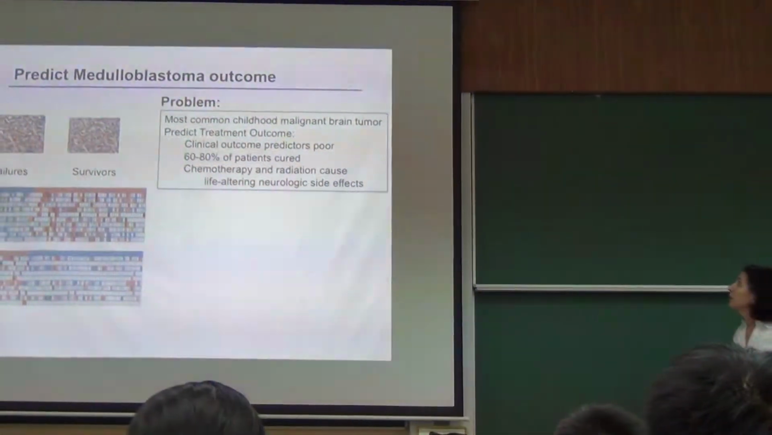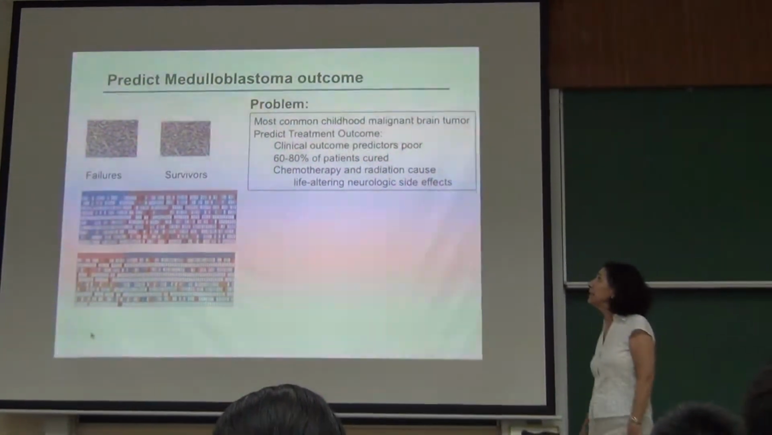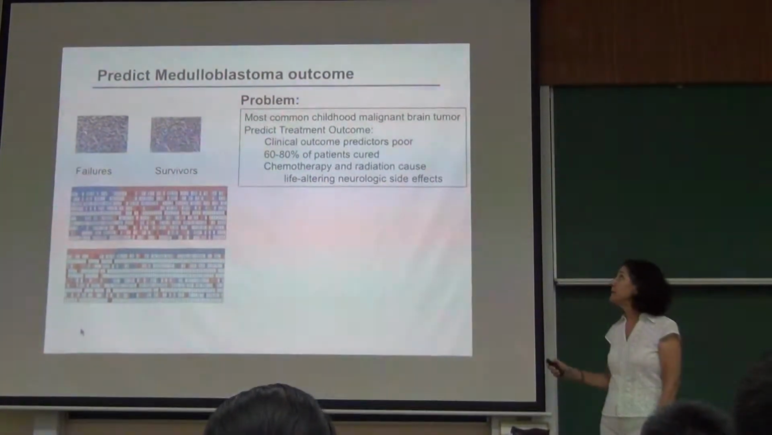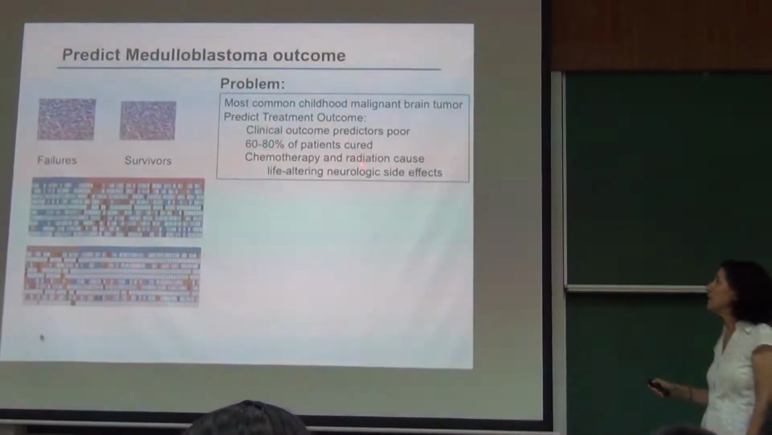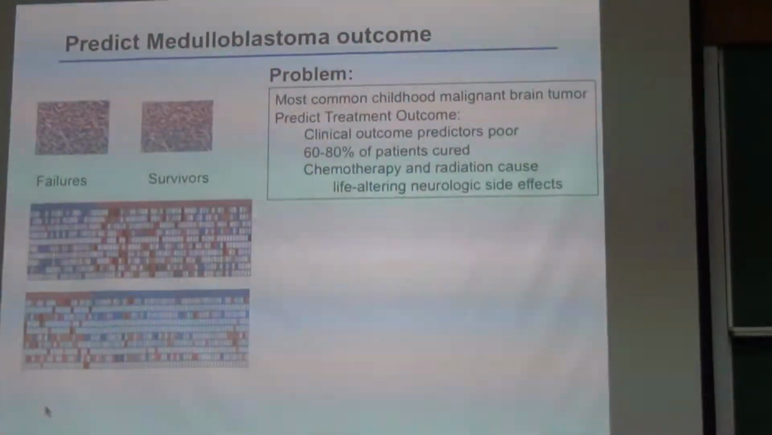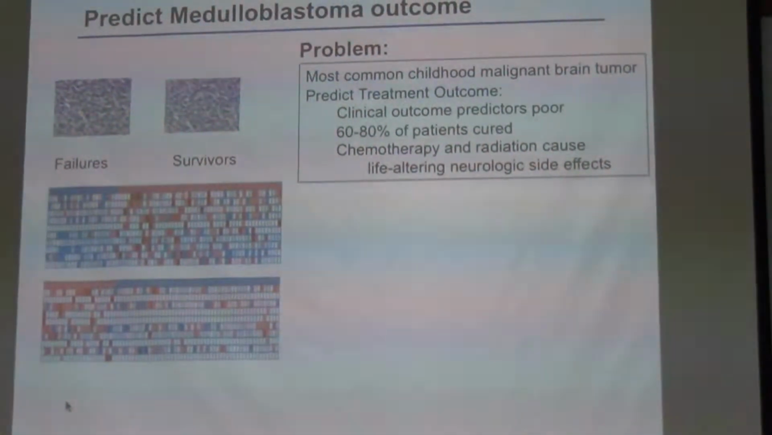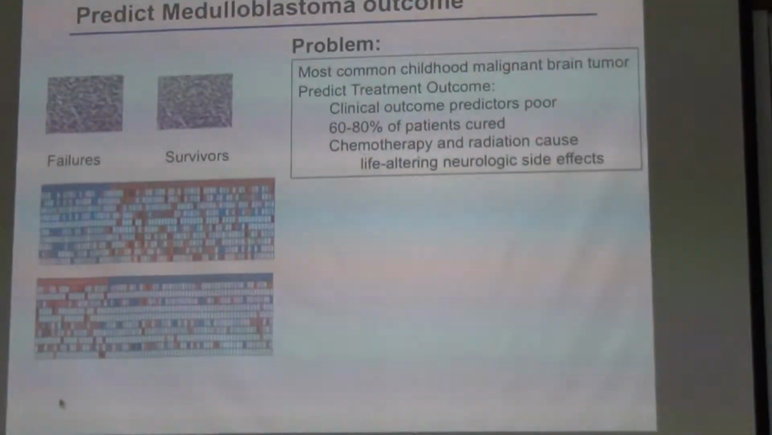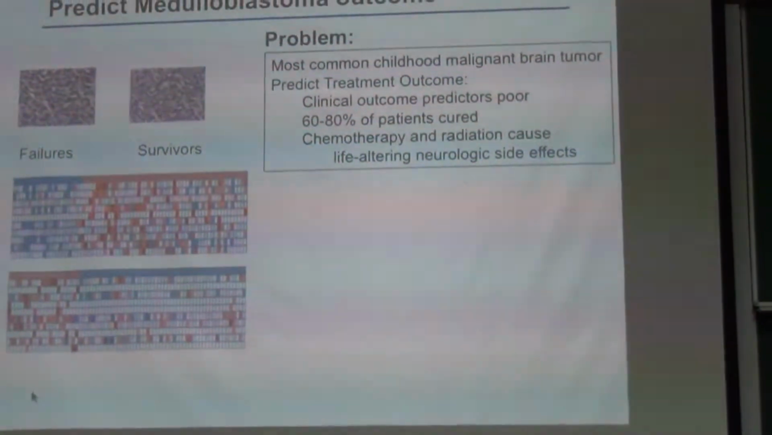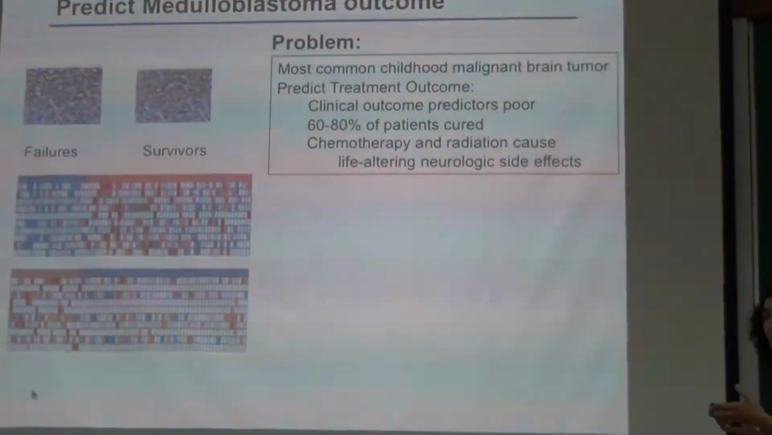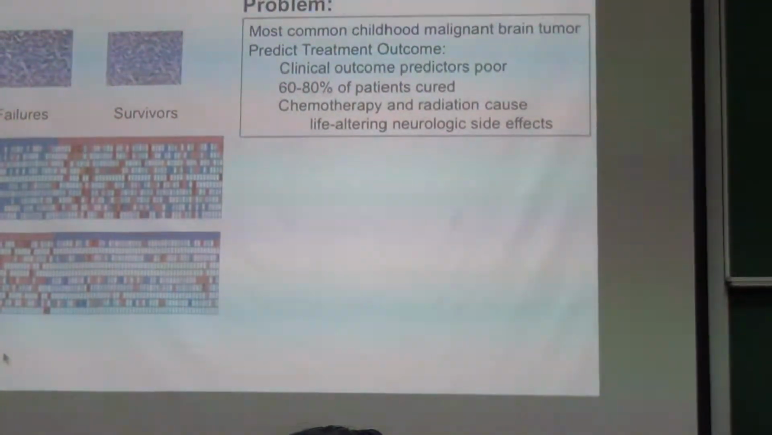So another problem that we worked on was a pediatric brain tumor called medulloblastoma. It's the most common malignant brain tumor in children. And there is a reasonable outcome in terms of treatment. 60 to 80% of the patients are cured. But the cure consists of chemotherapy and radiating the brain. So if you think about radiating a child's brain, a 2-year-old's brain, you can imagine what the side effects are. There's terrible cognitive side effects and developmental side effects. And so the ability to know which children are likely to respond to treatment and not can help you titrate the level of the treatment of these patients.